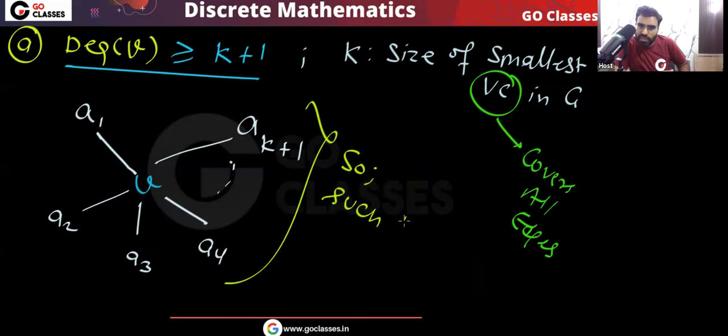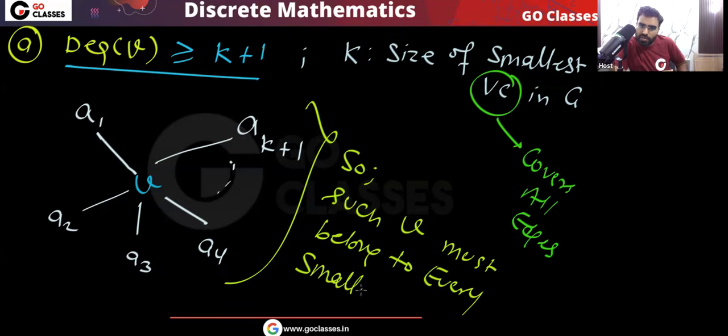So I can definitely say that such a vertex V must belong to every smallest vertex cover. Okay, that's it. I hope you understood.